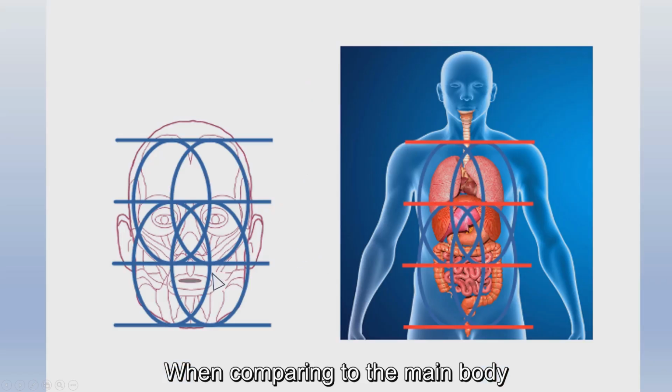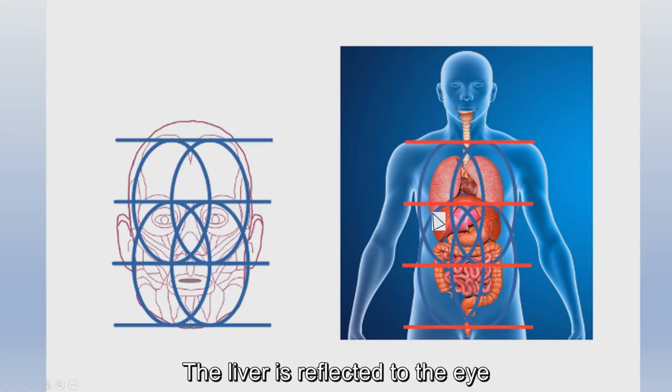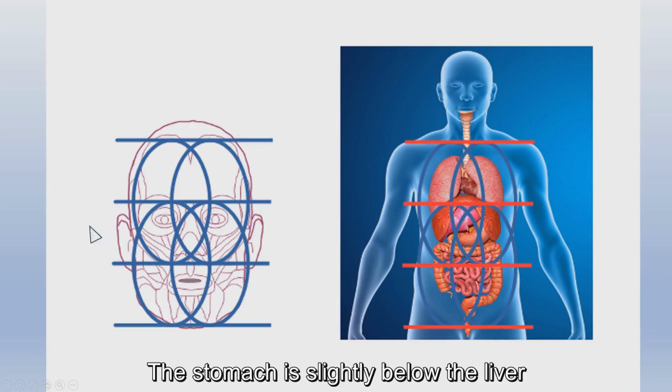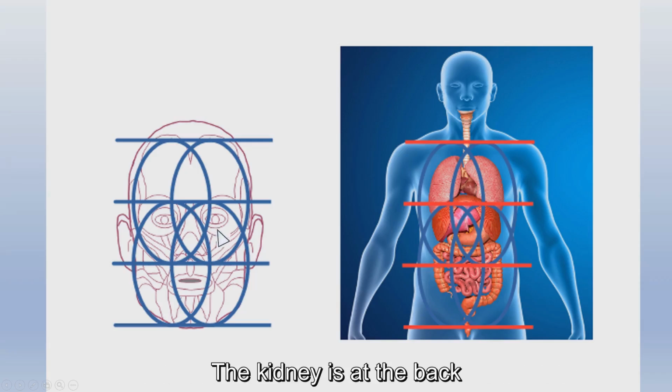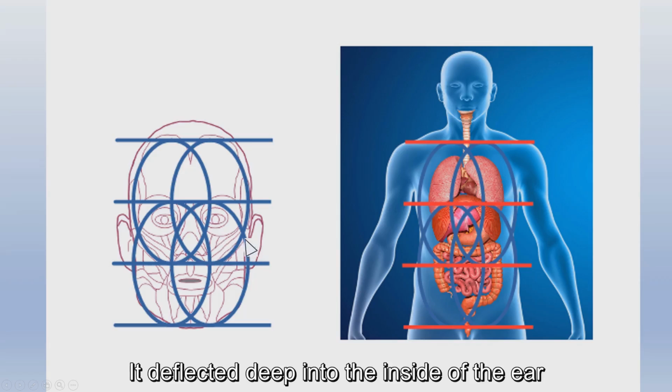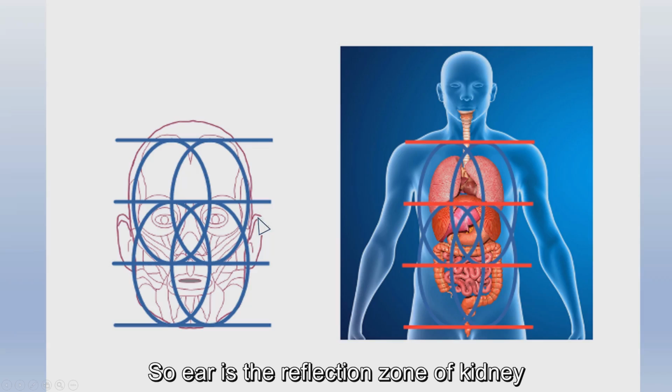When comparing to the main body, the liver is reflected to the eye. The stomach is slightly below the liver, so it is reflected to the eye back, just under the eye. The kidney is at the back. It is reflected deep into the inside of the ear, so the ear is a reflection zone of the kidney.